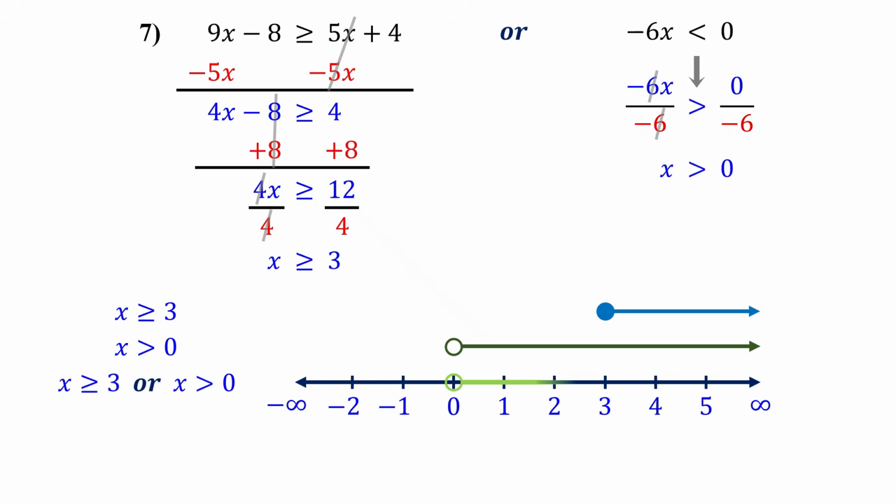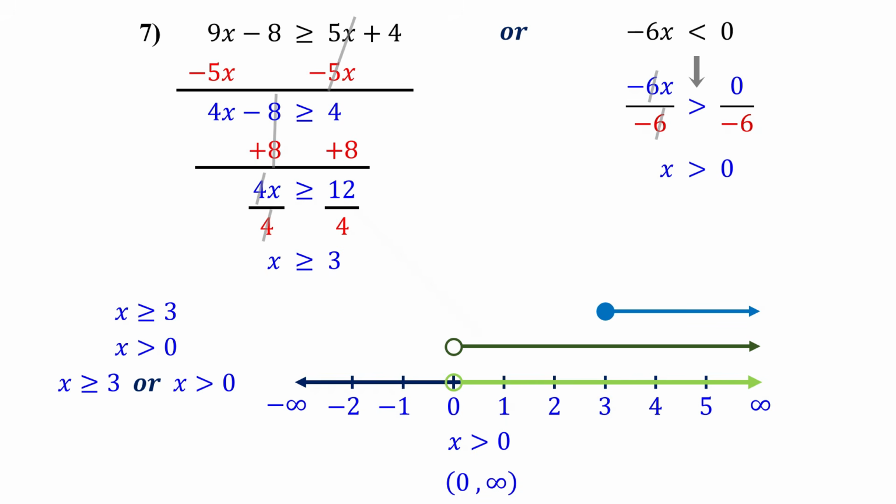So our final solution is simply all numbers greater than 0, but not 0 itself. In inequality form, we write this as x is greater than 0. In interval notation, it's written from 0 to positive infinity with parentheses at both ends. Makes sense, right? Now what if this were an AND inequality instead?